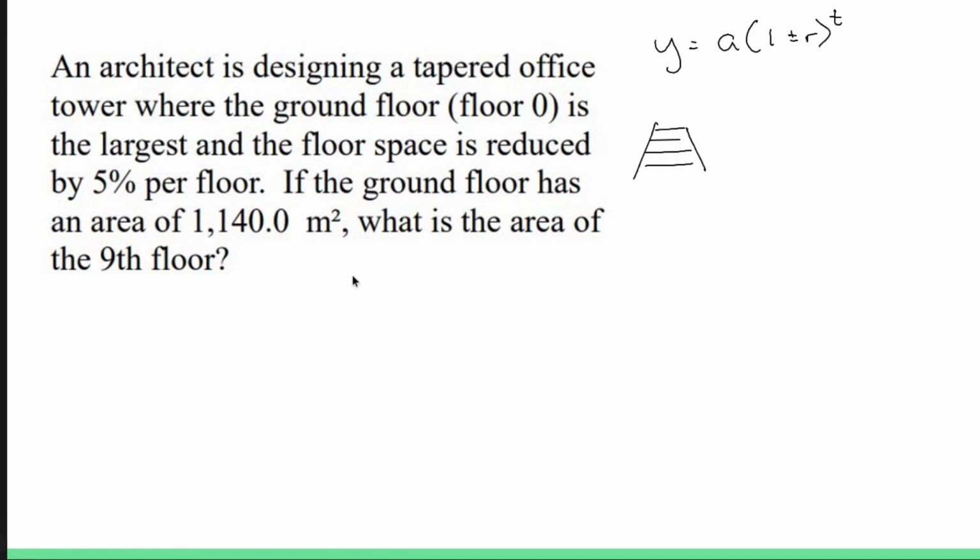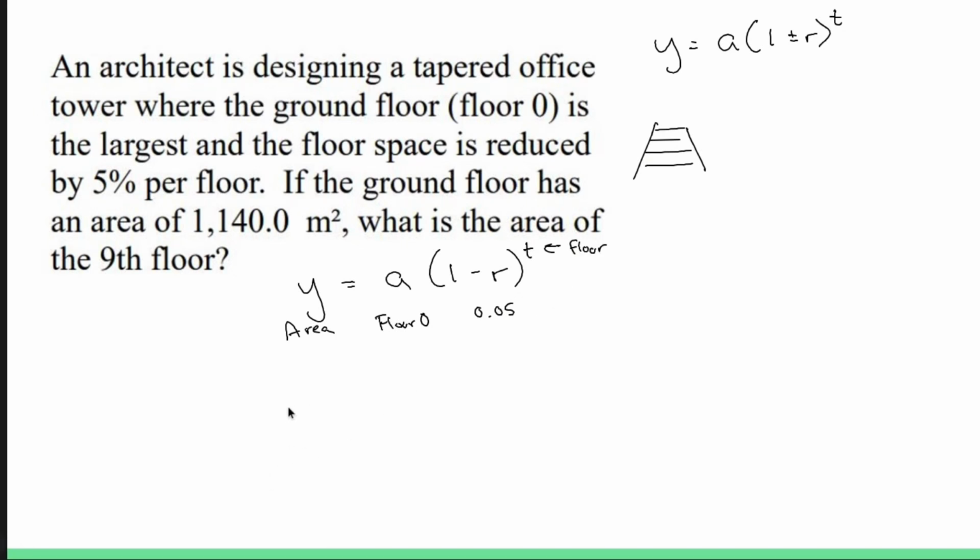So the equation that I'm going to use is the area that I want. So the area that I want is going to be the initial floor. So we'll call A floor 0 times 1. Since the area decreases, that's going to be minus r. So this is r as a decimal, which means 5% is 0.05, to the t power. t is going to be the floor that we're dealing with.